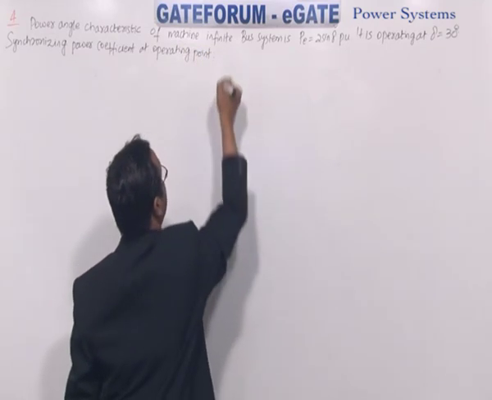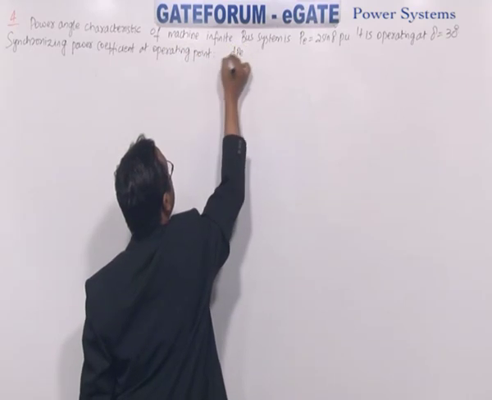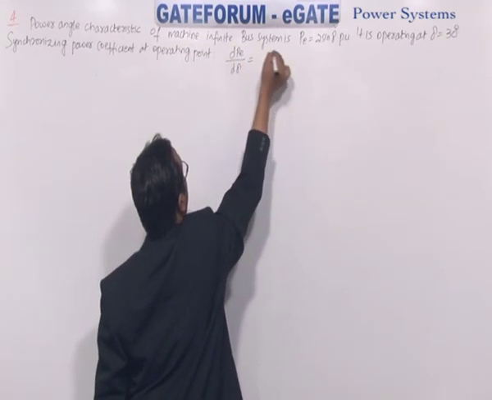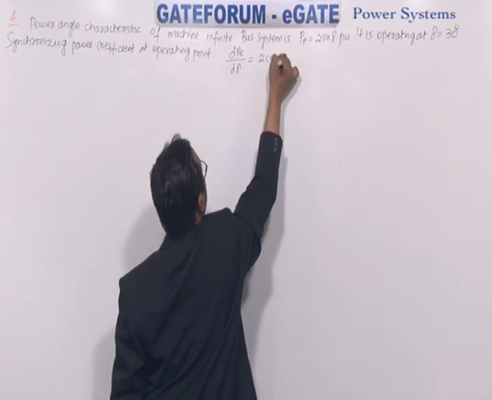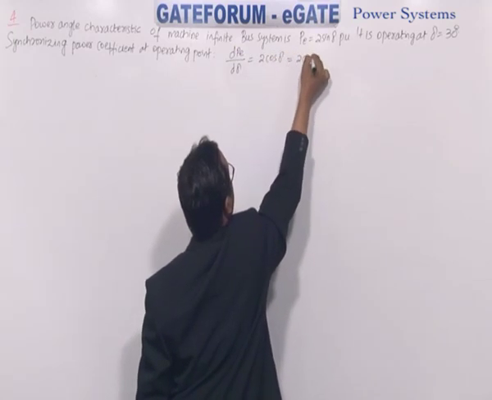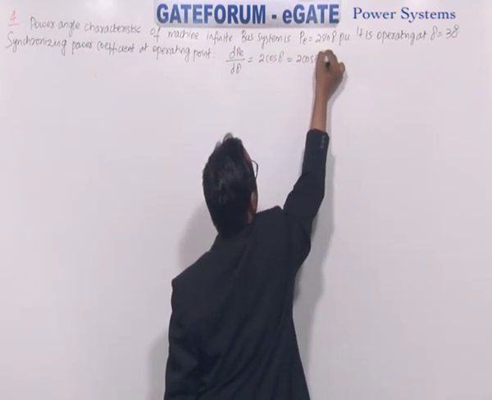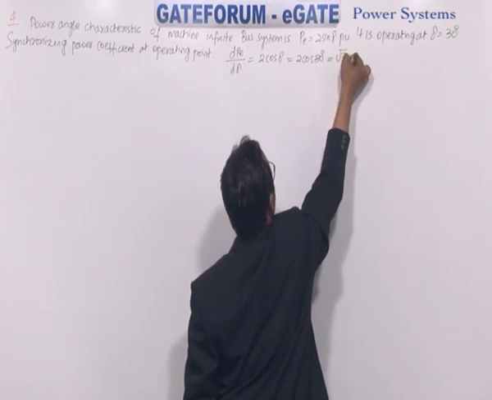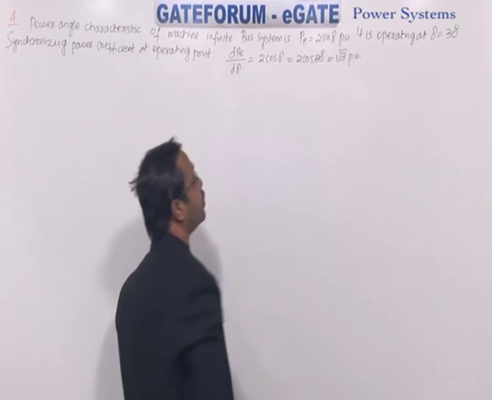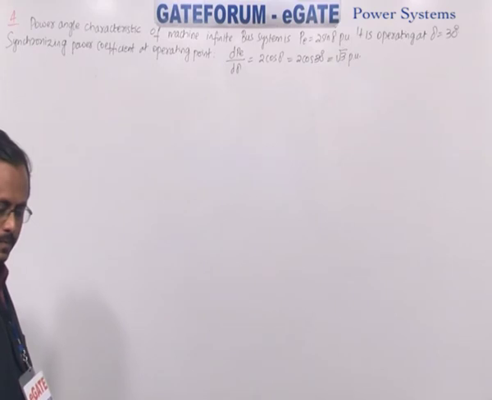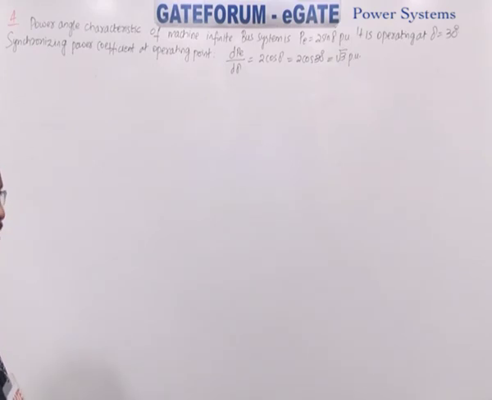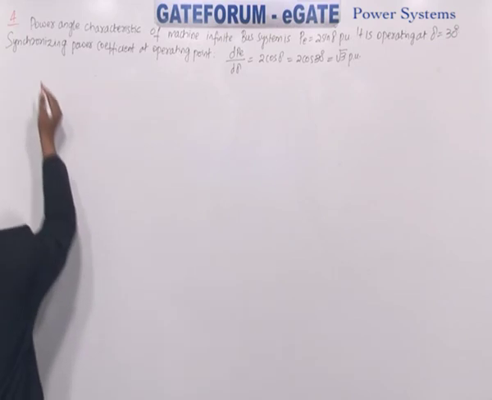How do we find the synchronizing power coefficient? dP by d delta. 2 sine will become cos, but at which angle? Cos 30 degrees. You simplify, you get it as root 3 per unit. So on simplifying, you get the answer as root 3 per unit.